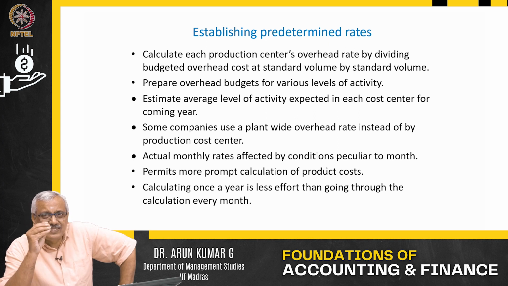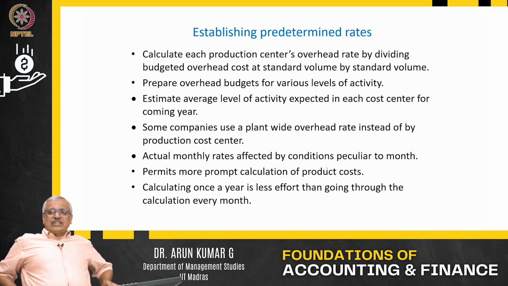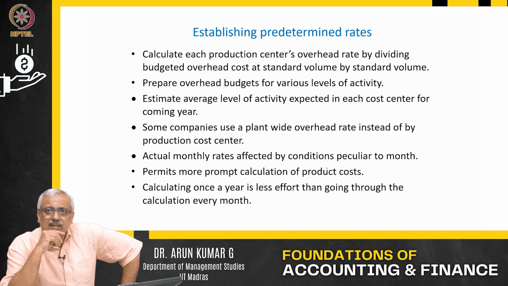The problem with this is, with many of these expenditures, when we apply predetermined rates, sometimes it can go wrong. Why can it go wrong? Because sometimes the actual rates can be affected by the conditions in that month. For example, take my cleaning staff overhead, like yesterday I used a cleaning material. Now it's monsoon season, so my cleaning staff's requirement will be very high to keep the shop floor neat and clean.